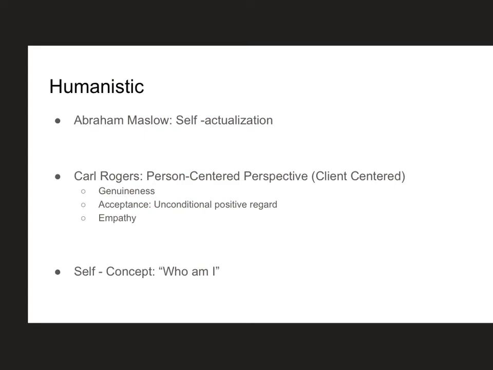So the humanistic theories. Abraham Maslow was self-actualization. Remember, he had his hierarchy of needs. Self-actualization is here at the top. He said what drives your personality is self-actualization, living up to your fullest potential.